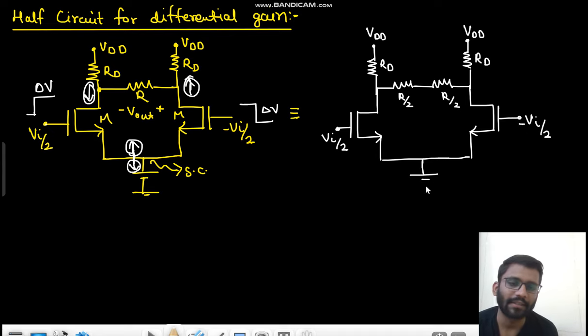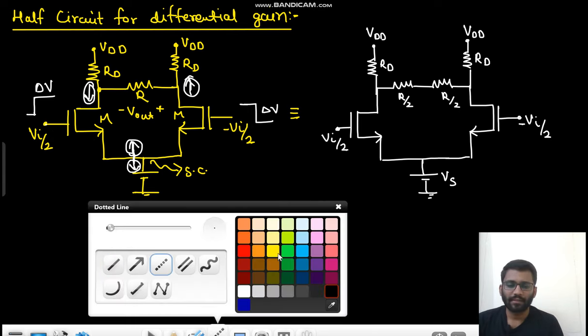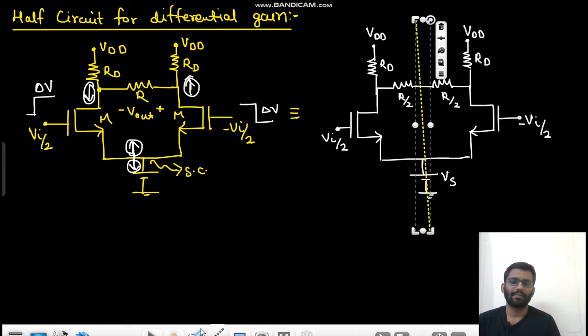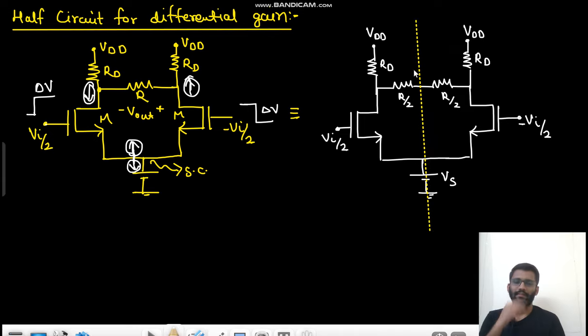Now I am making this as a voltage source only, though we know that this is grounded. So here what you can see is that we have a half symmetry here. We have a symmetry here, so we can break the circuit into two parts.